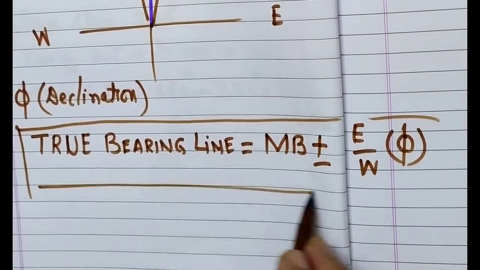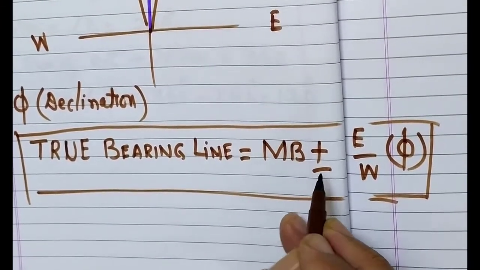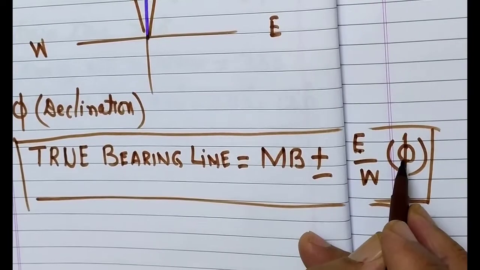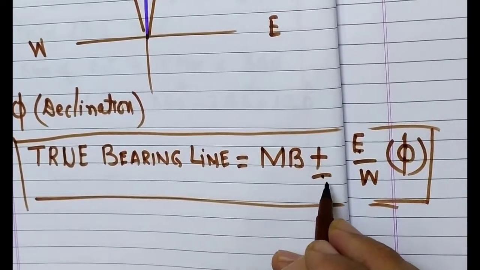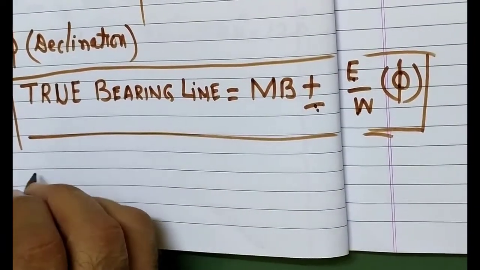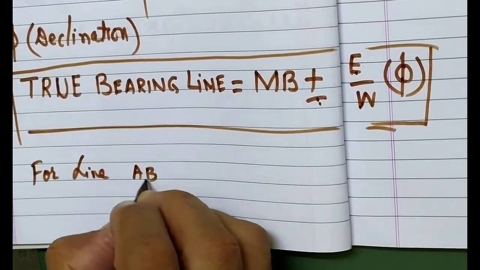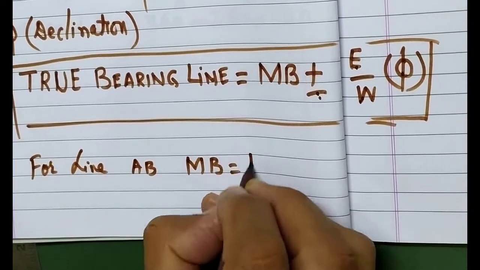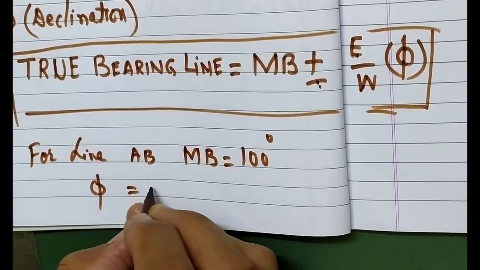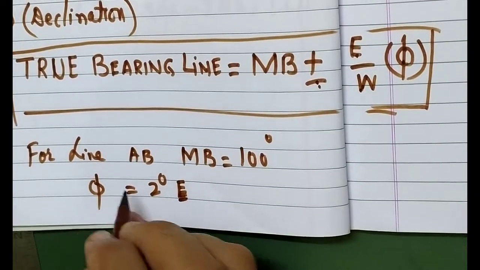True bearing of a line can be calculated by the magnetic bearing plus or minus east or west. So you will use the plus sign when the declination is toward east. You can use the minus sign when the declination is toward west. For example, the magnetic bearing for a line AB is given as 100 degrees. There is a declination phi of 2 degrees east. You have to calculate its true bearing.